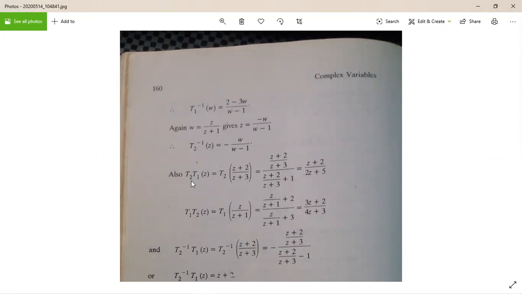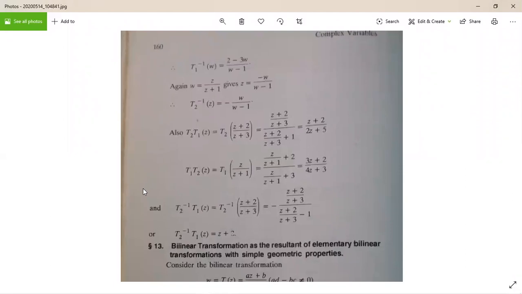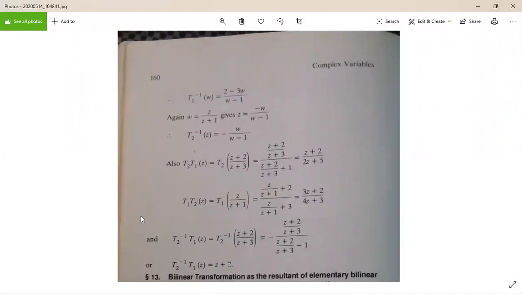Again, we want to find t2 t1 of z, which equals t2 of the value of t1; the value of t1 will be substituted in t2. Then we got ((z plus 2) by (z plus 3)) by ((z plus 2) by (z plus 3) plus 1). After simplification, we got (z plus 2) by (twice z plus 5). Similarly, we would be able to find t1 t2 z, t1 inverse t2 z, and t2 inverse t1 z. These are very easy to find. These are your home assignment.